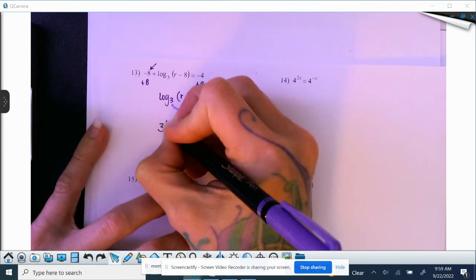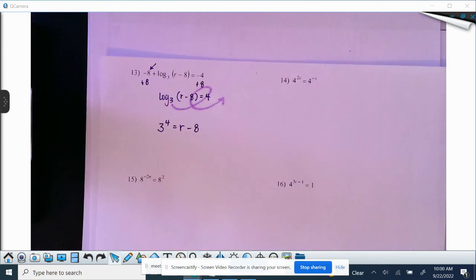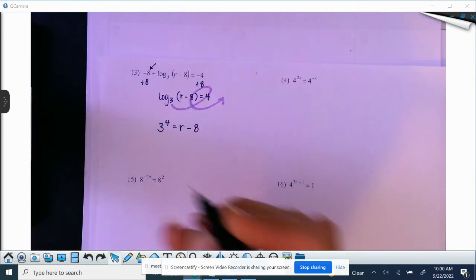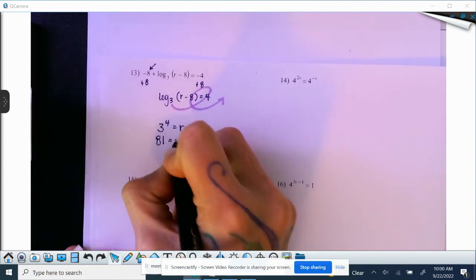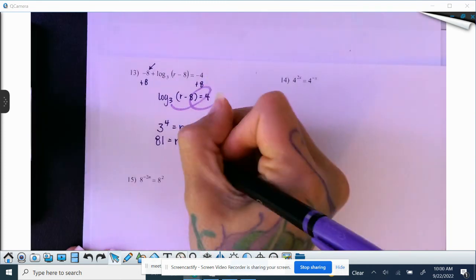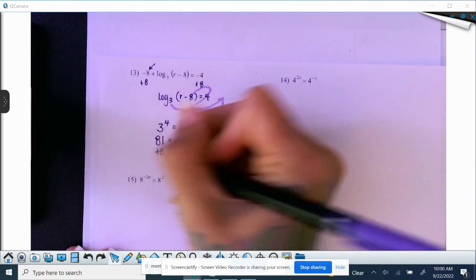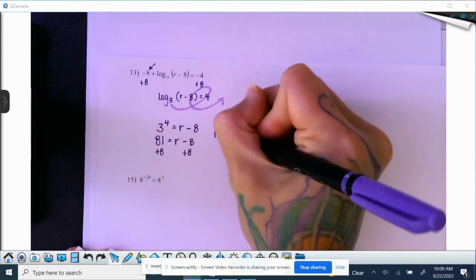3 to the 4th equals r minus 8. And 3 to the 4th is 3 times 3 times 3 times 3. So it's 3 times itself 4 times. 3 times 3 is 9 times 3. Let's see. 3 to the 4th. Whoops, that's not it. It is 81. So 81 equals r minus 8. We're going to add 8. So r equals 89.